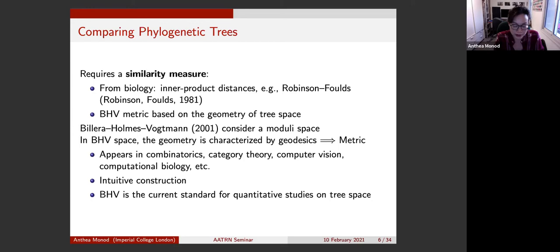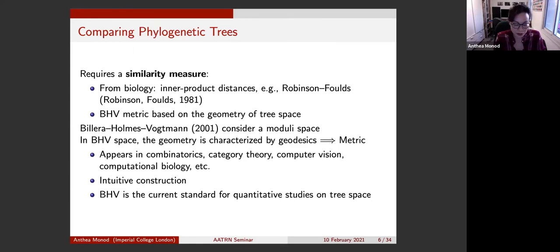About 20 years ago, Billera, Holmes and Vogtmann proposed looking at the geometry of these tree spaces. What they're doing here is they consider a moduli space, which really means that you're representing each tree as a single point, and then you characterize the space by a geometry. In BHV space, the geometry is characterized by geodesics, which induce a metric on the space. It's something very interesting and important, and it appears a lot in many other fields: combinatorics, even category theory, computer vision, and of course, computational biology.